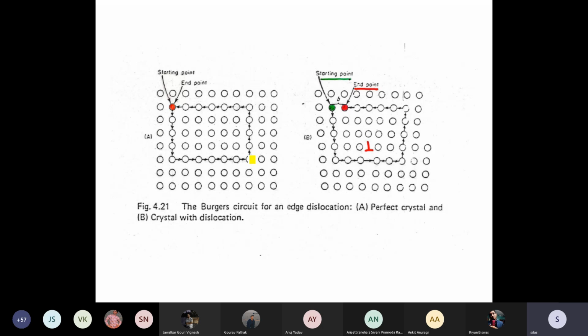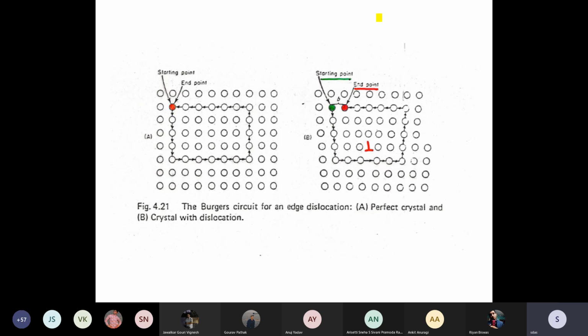I go up by the same number. 1, 2, 3, 4. That has to be fixed. The number of atom spacings I came down, I have to go up by the same. And how many did I move from here? 1, 2, 3, 4, 5, 6. So from this point, I'll move by the same atom spacing. 1, 2, 3, 4, 5, 6. So I started at the red color atom, drew a circuit, and ended up at the red color atom. The start and end points are identical.